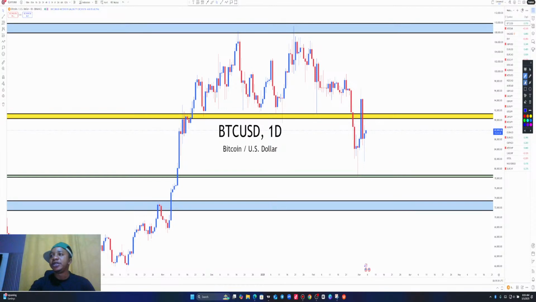Price broke below the weekly support level and gave us what? A lower low, then went all the way up to a lower high. After the lower high, we've seen what? Sell pressure bringing the market all the way down. And price did not just create what? A lower high.